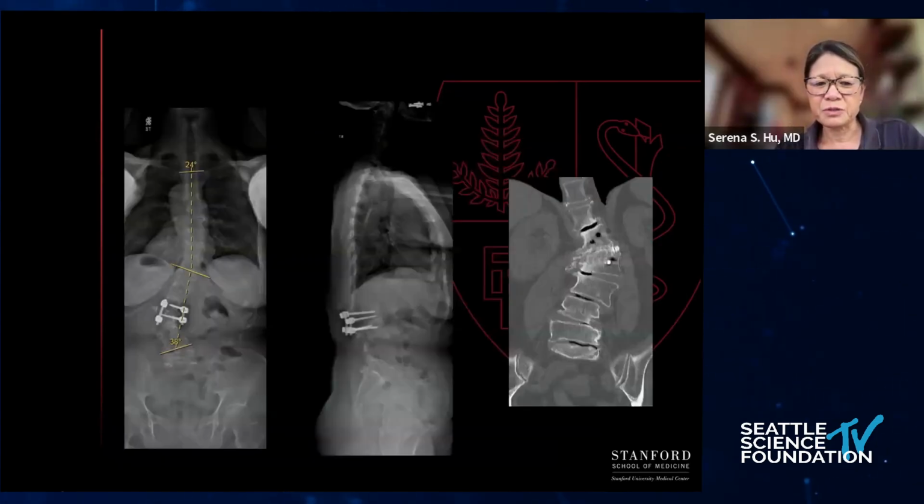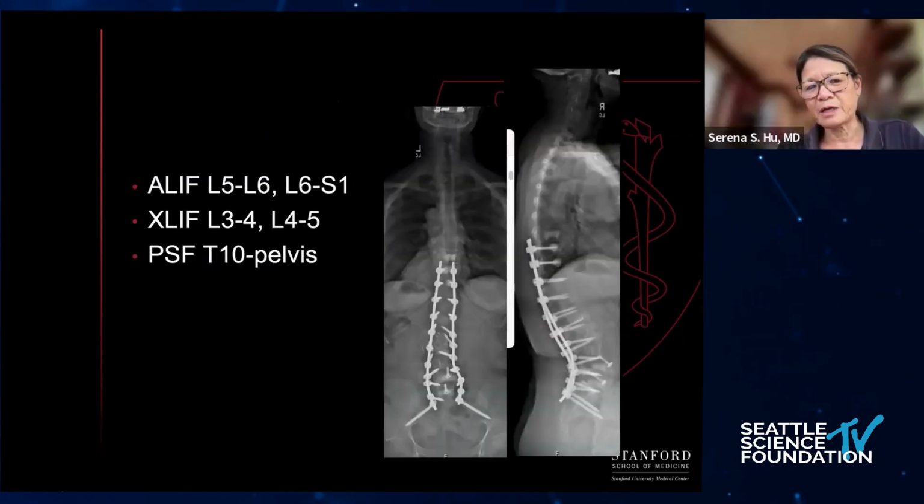But 2 years later, she's got not necessarily curve progression, but you can see her degeneration has gotten a lot worse with these vacuum discs at virtually all the levels. And we went ahead and did her scoliosis operation at that point in time, with nice sagittal and coronal balance here.